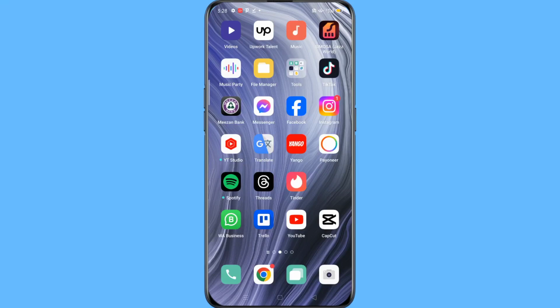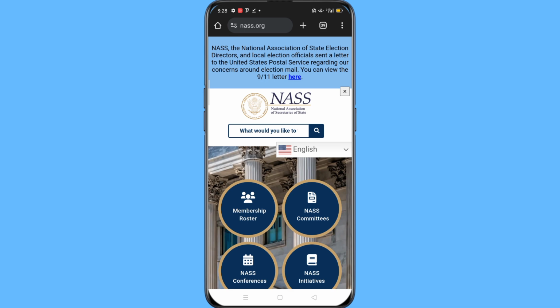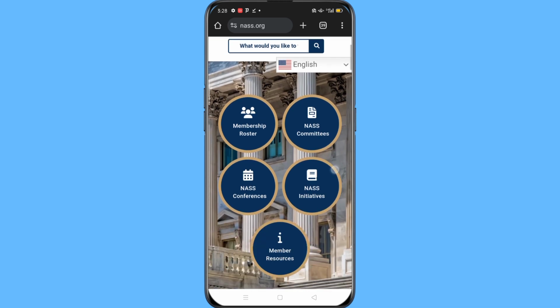Hello everyone, today I'm going to show you how to get real-time data on voter turnout. So just visit this official website.